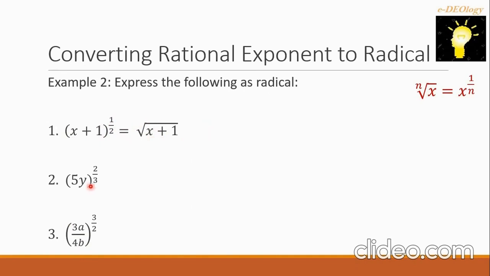So for the second example, the 5y is the base. We will put the base inside the radical sign, the 5y. We will check the denominator of the exponent, that is 3. We will put that as the index here. And then the numerator 2 becomes a power. So you see here 5y is raised to power 2.